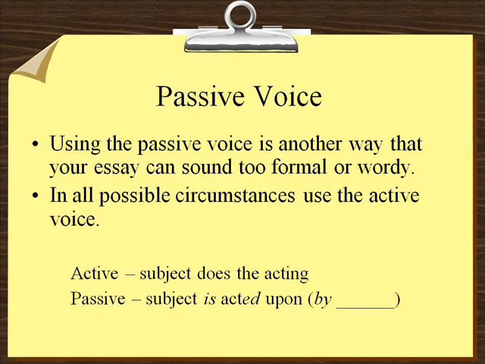Passive voice is yet another way that you can sound too formal or too wordy. In passive voice, the subject is acted upon by something or someone else, as in, the ball was thrown by the boy. To make your sentence active voice, you need to make sure that the subject is the one performing the action. Instead of the ball was thrown by the boy, the sentence could read, the boy threw the ball.